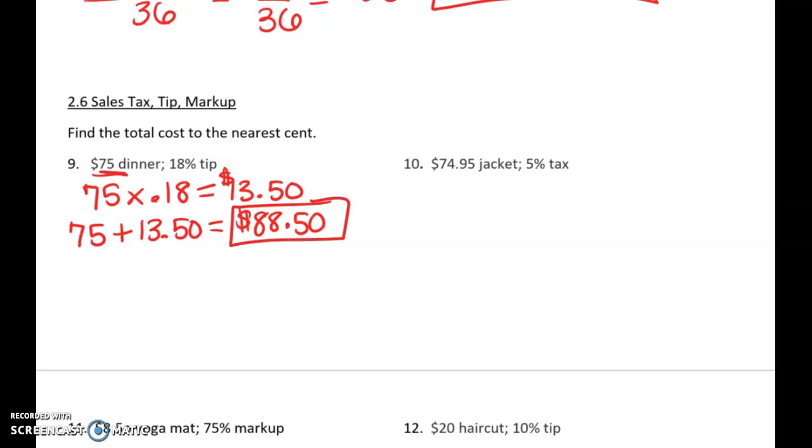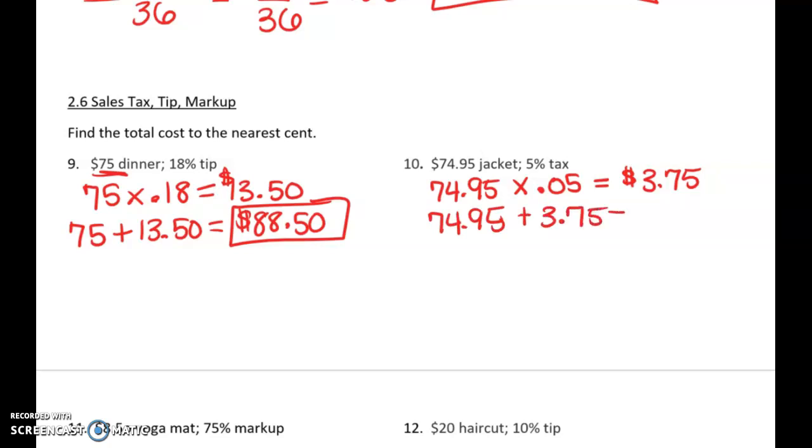Okay, so same thing for number 10, $74.95, and I'm doing 5% of that. Make sure you do 0.05, not 0.5, because that would be 50%. And that gives me $3.75. So I'm going to add that on to the original cost because it's a tax. So now I'm getting the new cost, or the total cost, of $78.70.